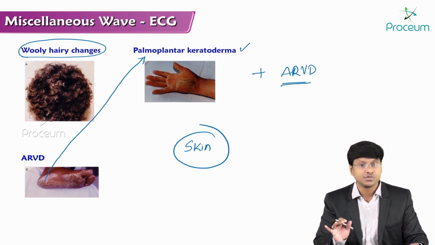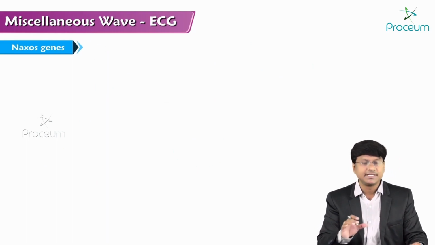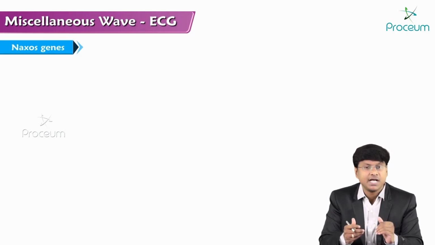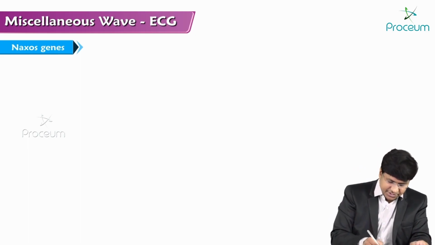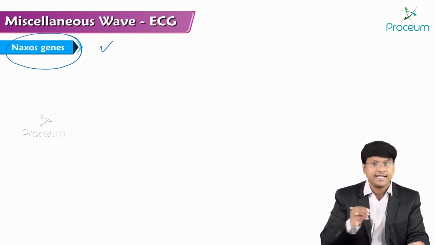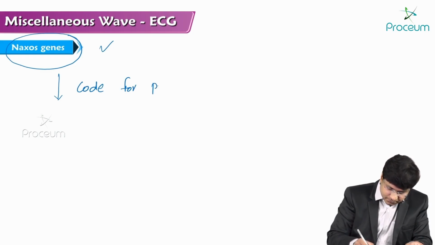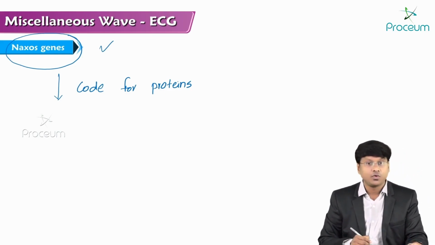Right? The ECG shows the presence of epsilon wave. Now, I said that this arrhythmogenic right ventricular dysplasia is mainly because of mutations of genes. Now, what are the gene mutations which are responsible for this arrhythmogenic right ventricular dysplasia? Remember, the genes which are being mutated are the Naxos genes. These Naxos genes code for proteins.